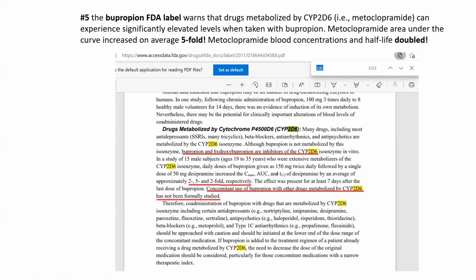Okay. Now, if we go on to the bupropion or the Wellbutrin FDA label, it says that drugs which are metabolized by CYP2D6, like metoclopramide, can experience significantly elevated levels. Bupropion is a strong CYP2D6 inhibitor. So metoclopramide and drugs like it experience an area under the curve which increased 5-fold, and blood levels and half-life nearly doubled. So concomitant use of Wellbutrin with other drugs metabolized by 2D6 have not been formally studied. So we're going to see significant elevations in metoclopramide blood levels.